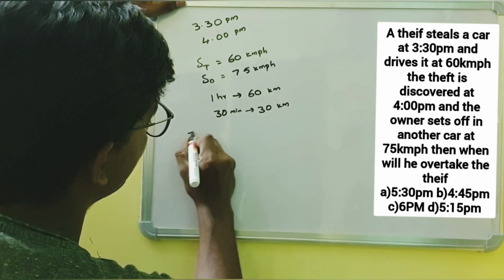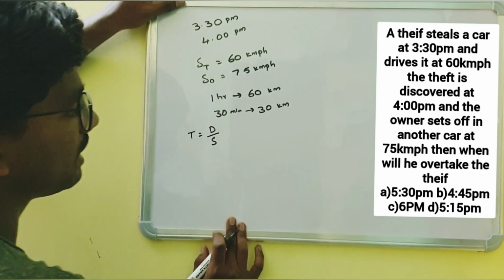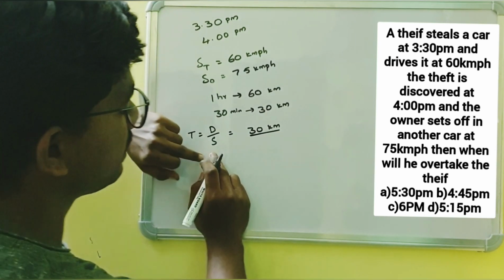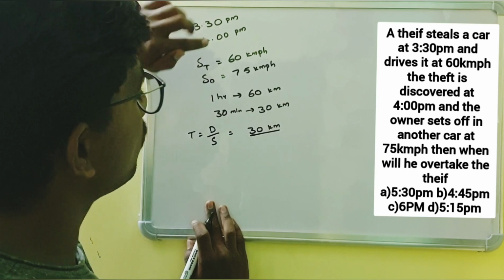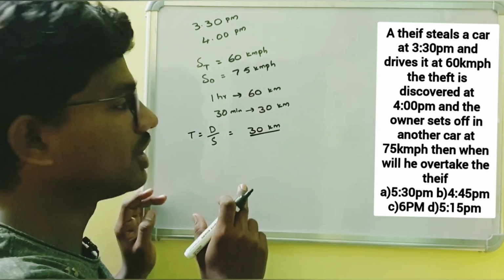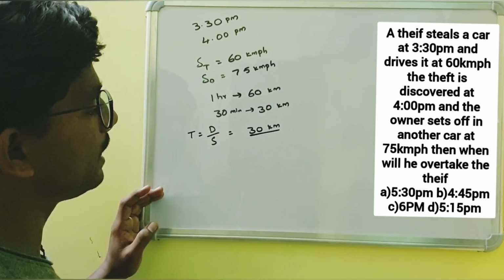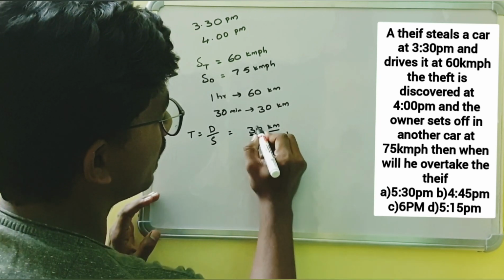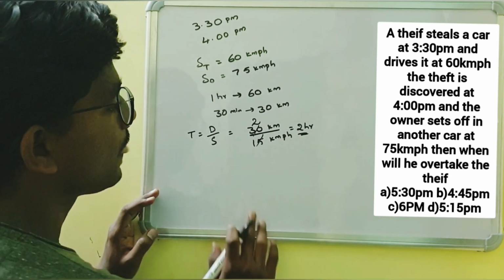Okay, to obtain the time, time is equal to distance by speed. The distance traveled here is 30 kilometers by the thief, and here the speed is nothing but the relative speed. Here the speeds are given as 75 kilometers per hour and 60 kilometers per hour. These two persons are moving in the same direction, so we have to take the difference in the speeds, which is nothing but 15 kilometers per hour. So here directly we get 2 hours. Time interval is 2 hours.